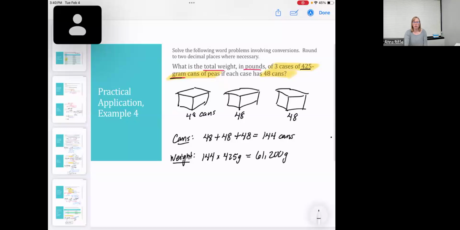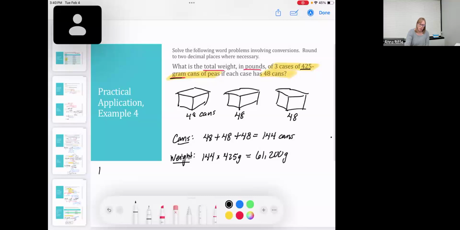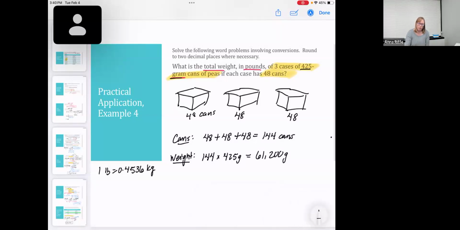Let's jump back to our problem. We can note what we just saw, that 1 pound is equal to 0.4536 kilograms. Okay, great. So in order to convert from grams to pounds, I'm going to go first from grams to kilograms, and then from kilograms to pounds. That is my process, my path.